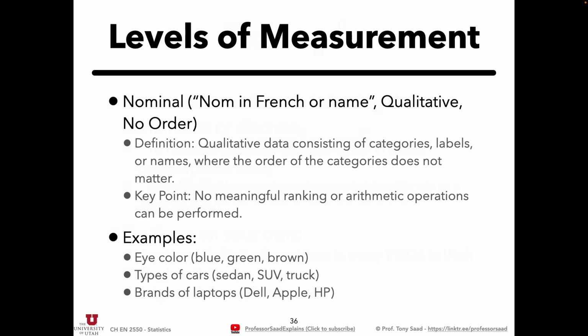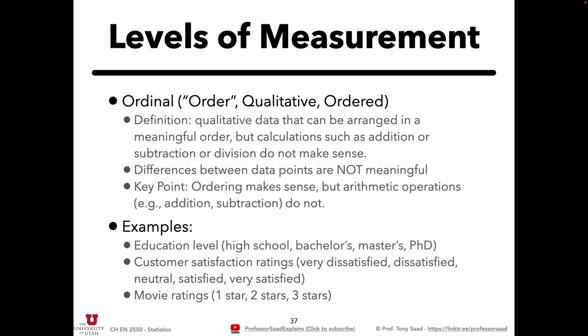Okay, they're just categories. The next level of measurement is called ordinal, and that comes from the word order. So nominal, name, it's a label. Ordinal comes from order. So an ordinal variable is a nominal variable that can be ranked. Okay, so it has a name, but you can rank it in a certain order.